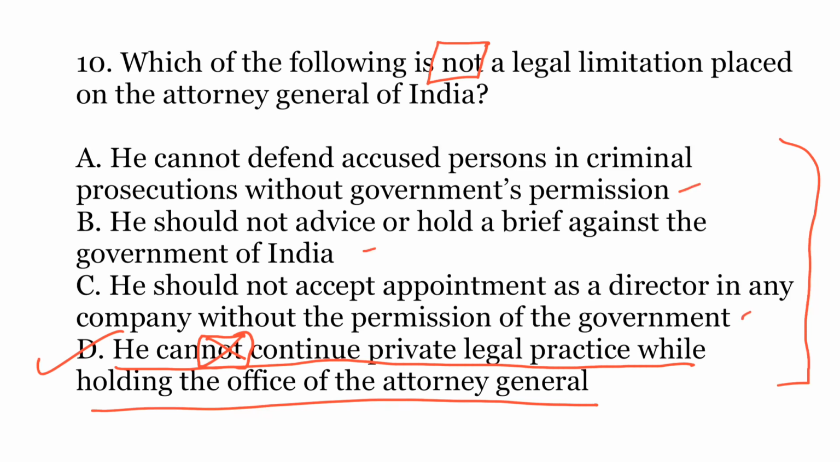So he cannot take up any criminal case in which he has to defend the accused without the permission of the government. He cannot take up the post of a director in any company without government's permission, and he should not advise or hold a brief against the government of India in any other private case he or she may indulge in. So, subject to these limitations, the Attorney General can continue private legal practice and is not debarred from it.